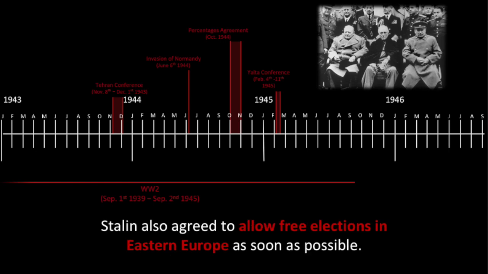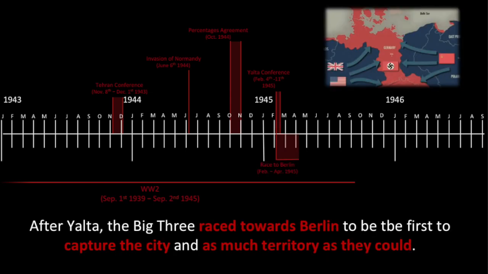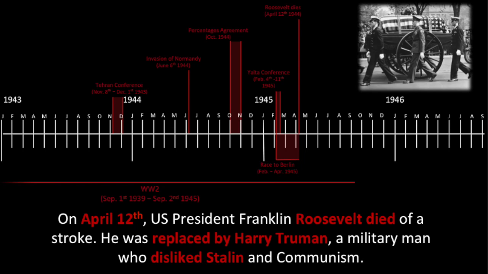Stalin also agreed to allow free elections in Eastern Europe as soon as possible. After Yalta, the Big Three raced towards Berlin to be the first to capture the city and as much territory as they could. On April 12th, US President Franklin Roosevelt died of a stroke. He was replaced by Harry Truman, a military man who disliked Stalin and communism.